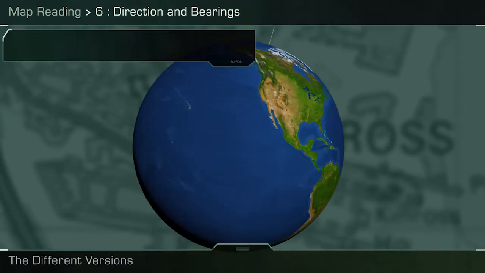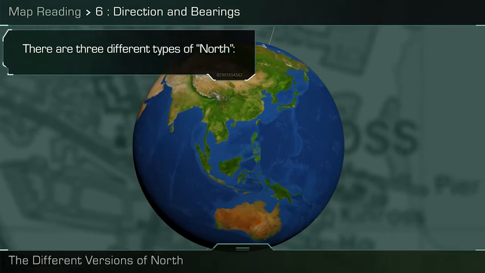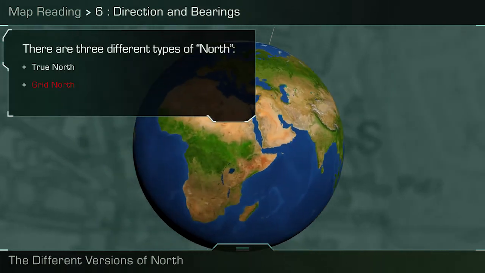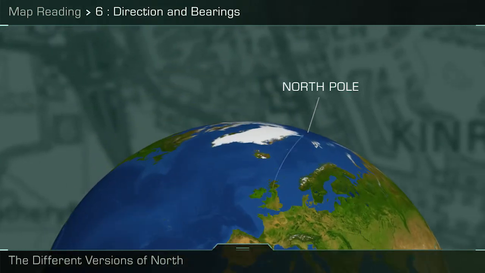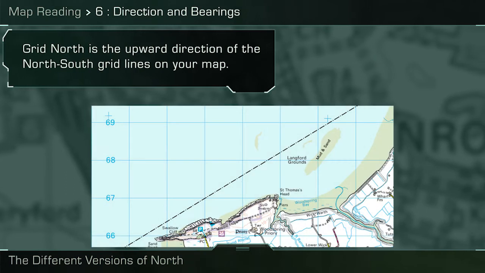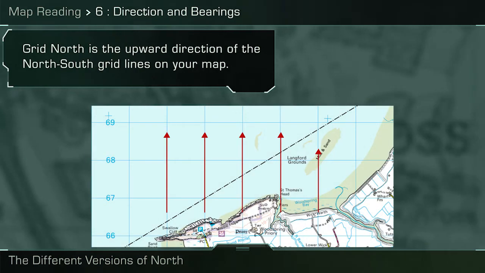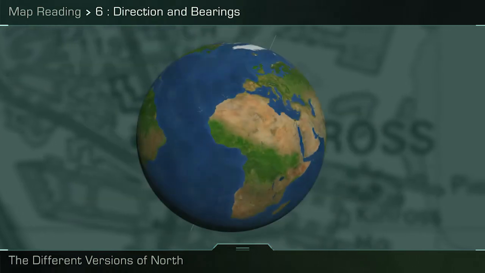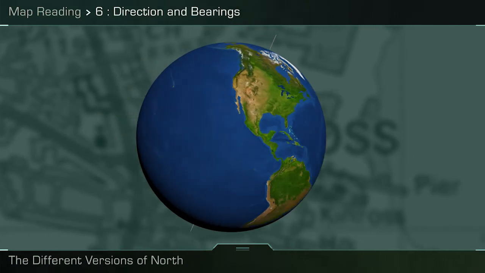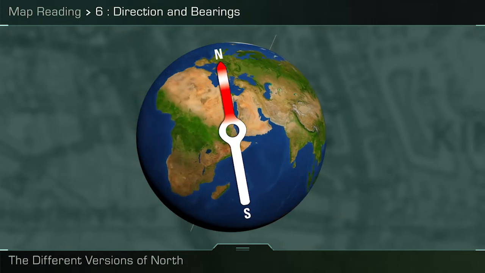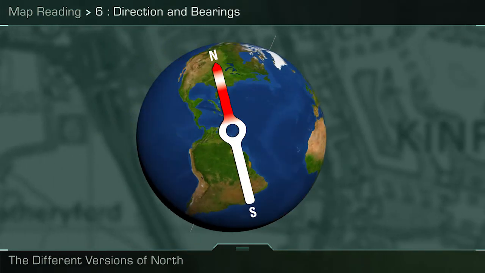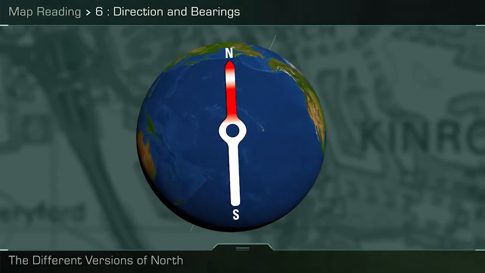There are 3 different norths in map reading, and these are true, grid, and magnetic. True north is the direction from where you are standing to the North Pole. Grid north is the upward direction of the north-south grid lines on your map. Magnetic north is the direction to which the red end of the compass needle points. Note that magnetic and true north are not in the same location because the magnetic North Pole is continually moving with the rotation of the Earth.